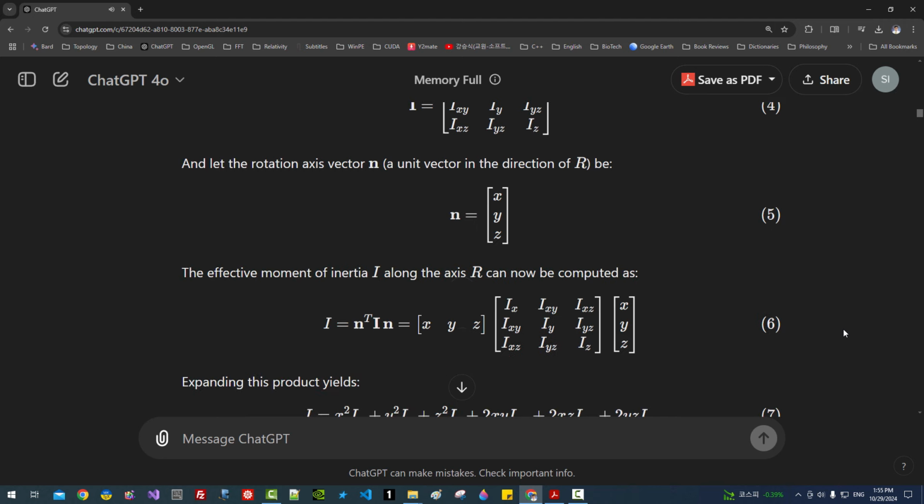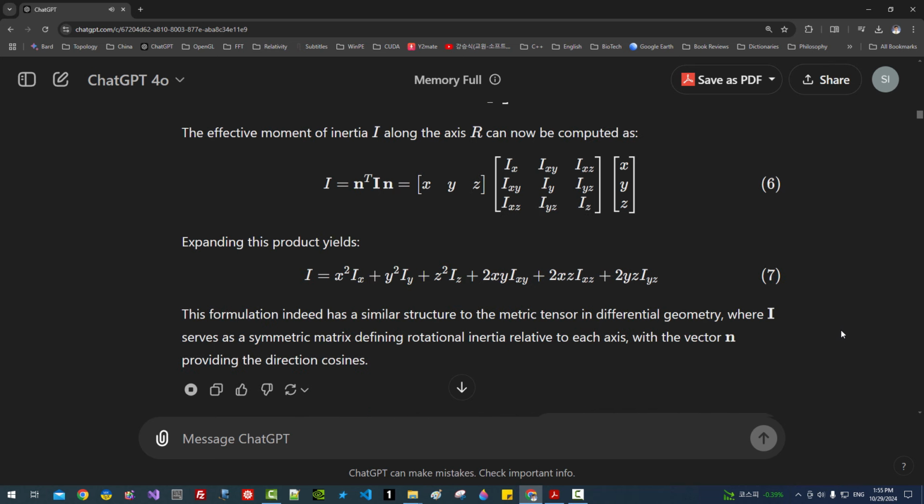And let the rotation axis vector n, a unit vector in the direction of r, be the column matrix (x, y, z). The effective moment of inertia I along the axis r can now be computed as I = nᵀ I n, the row vector (x, y, z) times the inertia matrix times the column vector (x, y, z). Expanding this product yields I = x²Ix + y²Iy + z²Iz + 2xy Ixy + 2xz Ixz + 2yz Iyz.